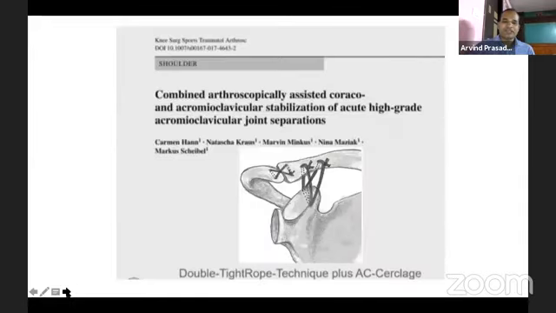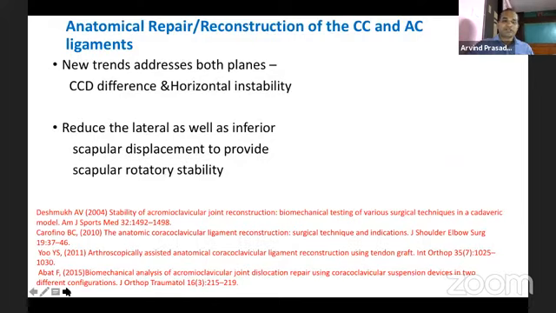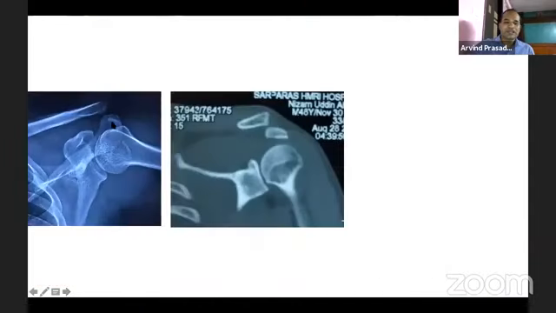So considering this complication, recently there is a lot of literature regarding the combined treatment of both CC and AC stabilization. Multiple methods have been described, like double tightrope along with cerclage along the AC joint. There is a new trend to address the deformity in both planes, the CC and the horizontal instability. This will reduce the lateral as well as inferior scapular displacement, and provide better scapular rotatory stability.